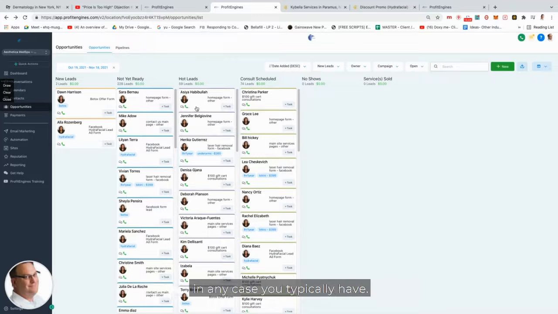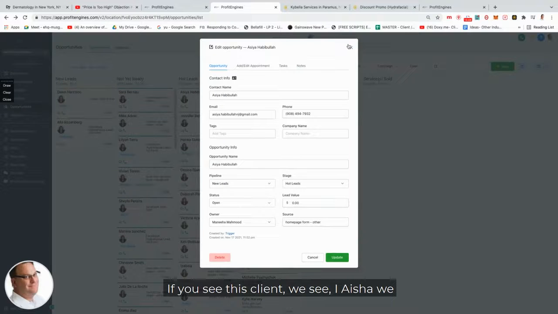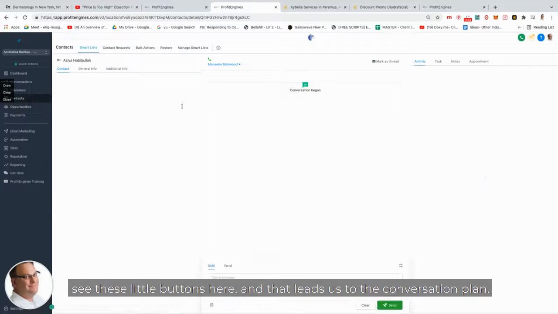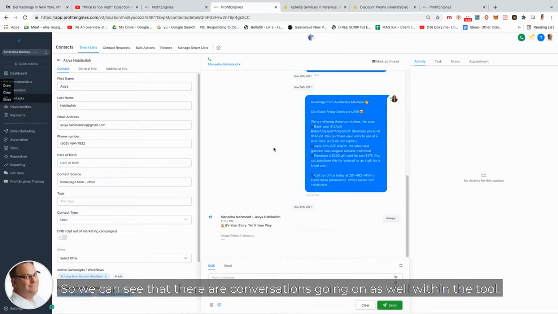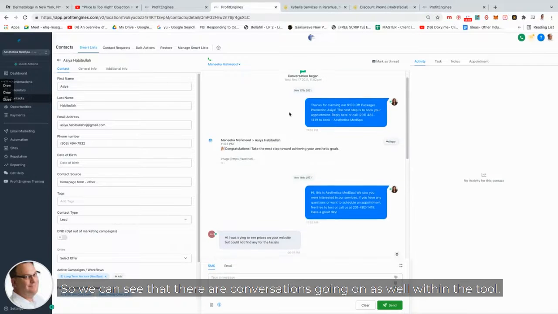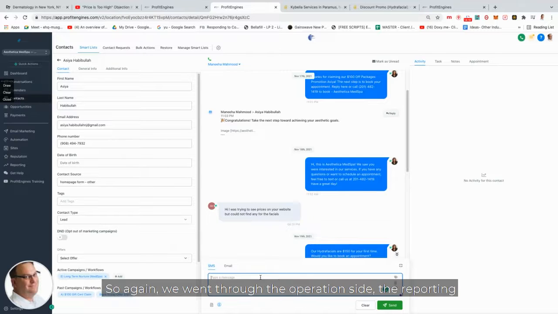But in any case, if we see this client, we see Aisha, we see these little buttons here, and that leads us to the conversation plane. So we can see that there are conversations going on as well within the tool. So we've got a communication layer here. This is the third layer of this system. We went through the operations side, the reporting side. Now we're talking about the communications layer.